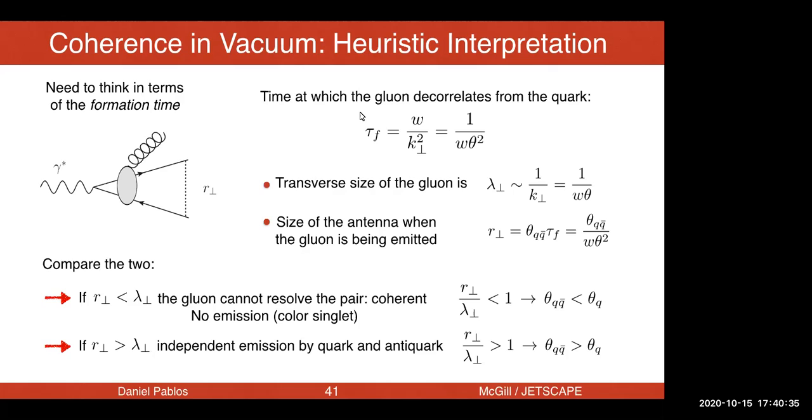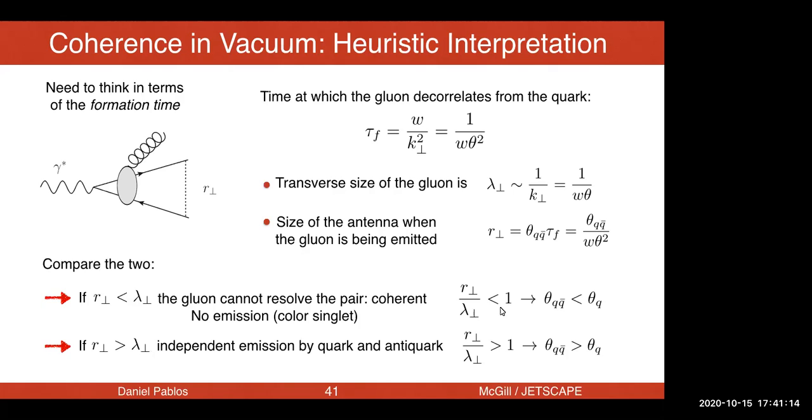And a similar logic applies to what we do now. The transverse size of the gluon is 1 over the wavelength. The size of this antenna when the gluon is being emitted is nothing else but the angle of the antenna times the time at which the gluon is formed. So now if we compare the two, imagine that the opening of the antenna is smaller than the gluon wavelength. Then the gluon cannot resolve the pair, so we are in the coherent regime. And given that in this case this is a color singlet, because this is a photon, emission is forbidden.